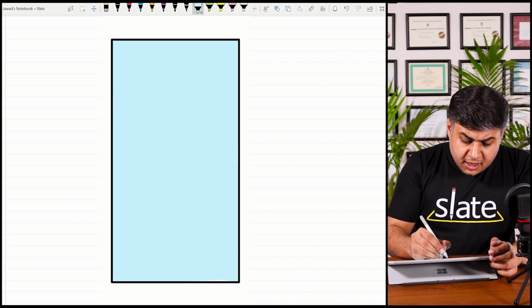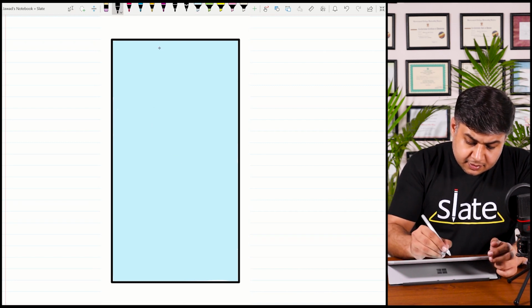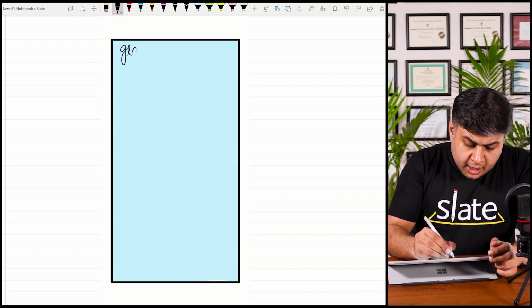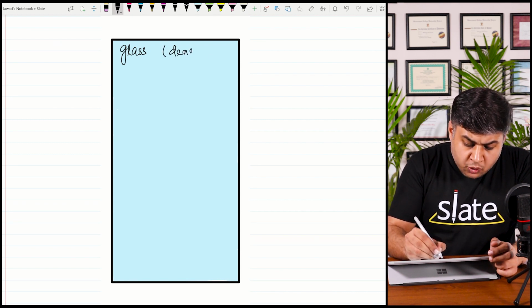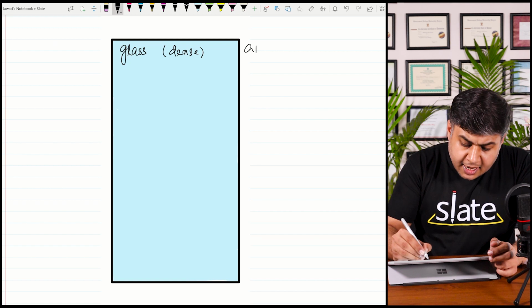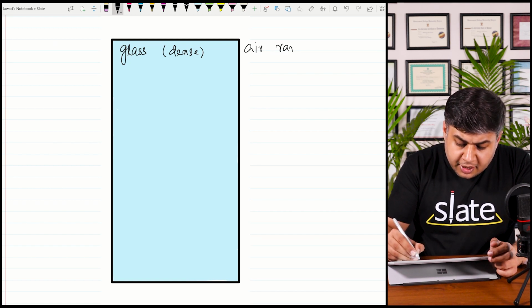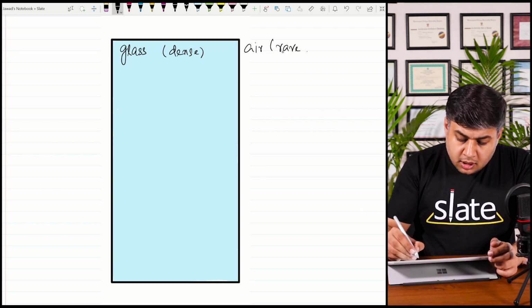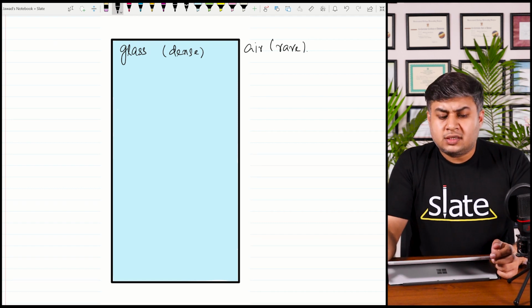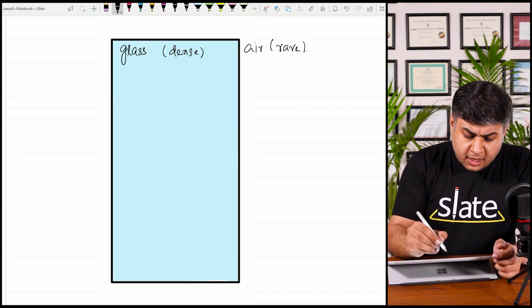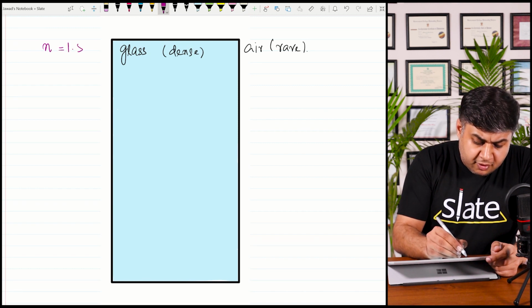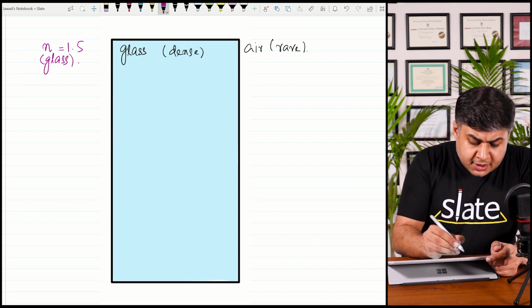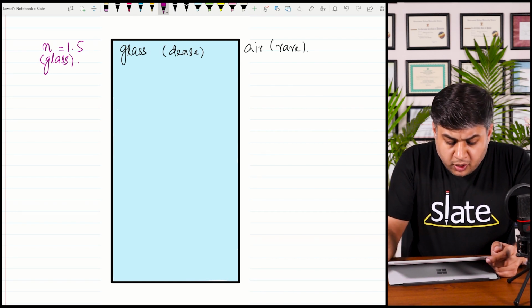Now, this medium is glass. So you already know कि glass जो medium है, this is dense medium and outer medium is air and air is rare medium. What was the refractive index of glass? अगर आप भूल गए हैं तो कोई बात नहीं. Refractive index of glass is approximately 1.5. So ग्लास की रिफ्रैक्टिव इंडेक्स इस क्वेश्चन में हम assume कर रहे हैं कि इसकी value is 1.5.